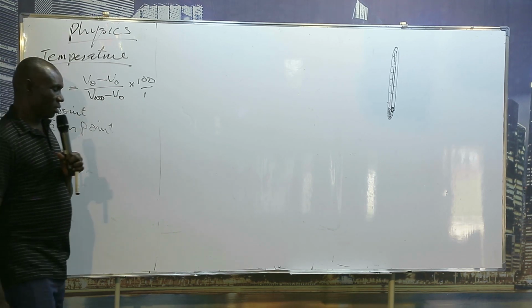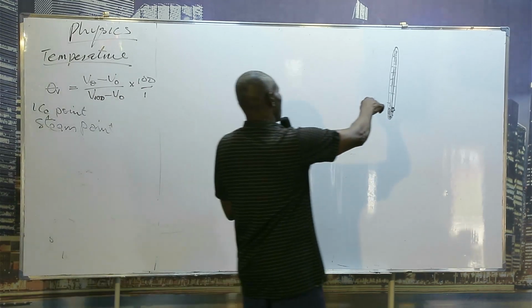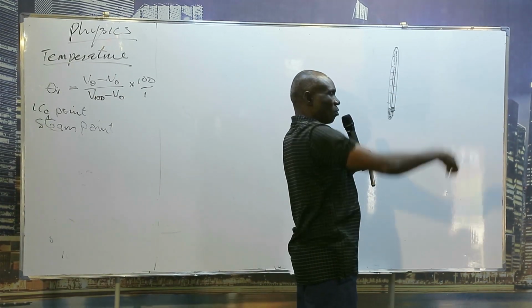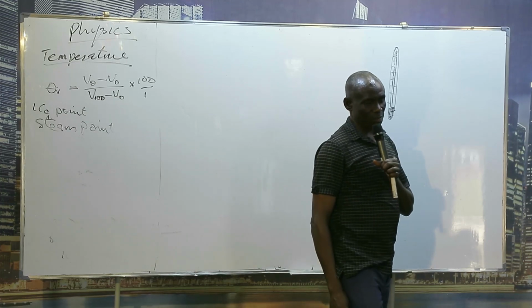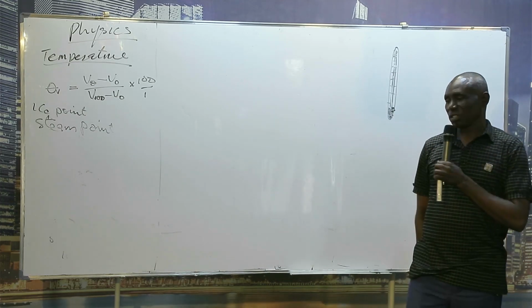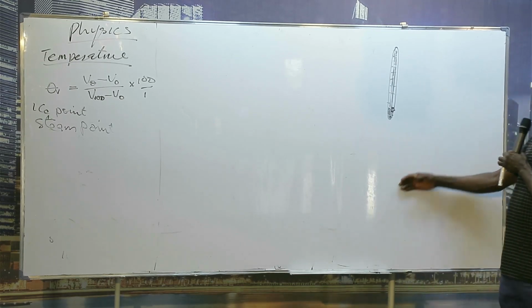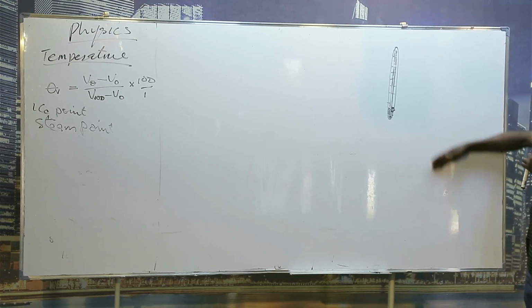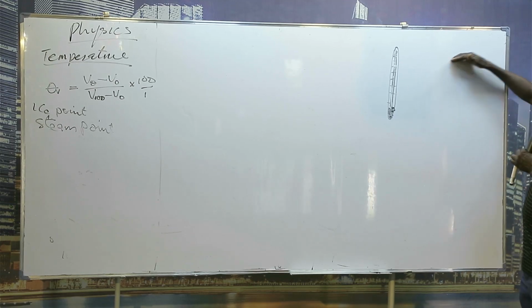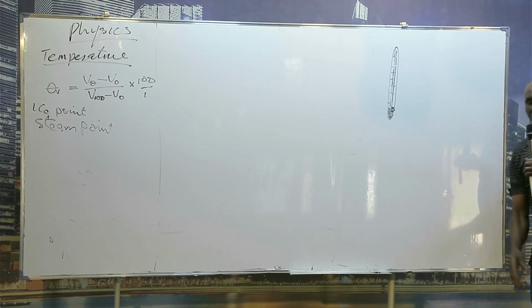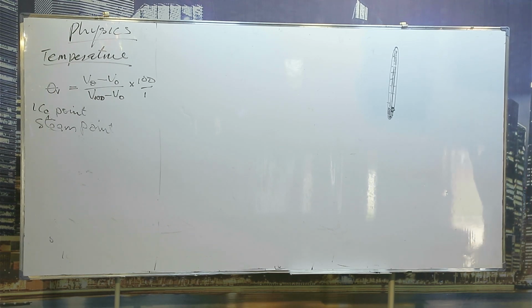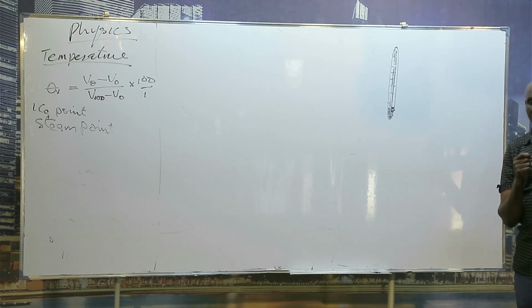Alcohol is transparent. For you to make use of alcohol in any thermometer, you add color, especially red color, to it so that it will be visible to the eye. Otherwise, as it is moving, you may not even see the point of its graduation if color is not there. So that is one great advantage of mercury over alcohol.